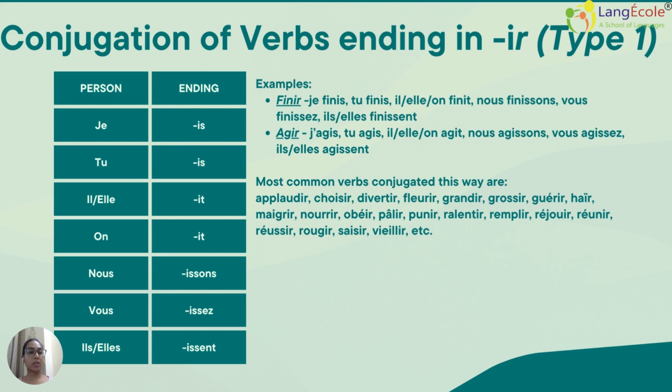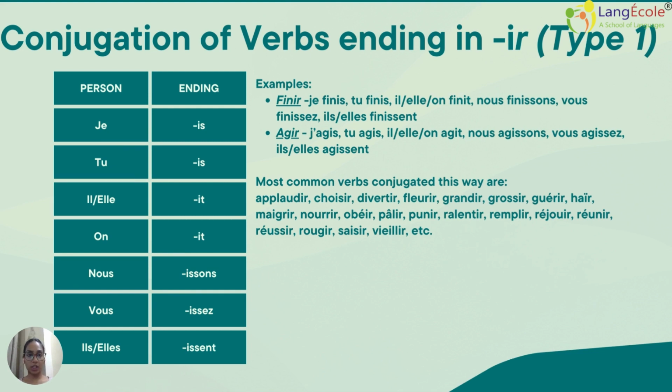Next are the first type of verbs that end in IR. They are conjugated by removing the IR at the end and adding the particular endings. For example, the finir verb is conjugated as je finis, tu finis, elle finit, nous finissons, vous finissez, and elles finissent.